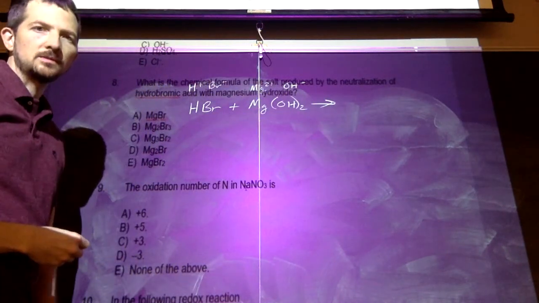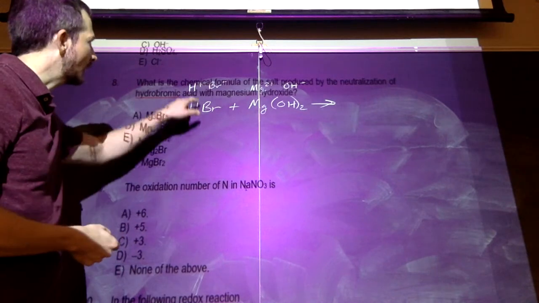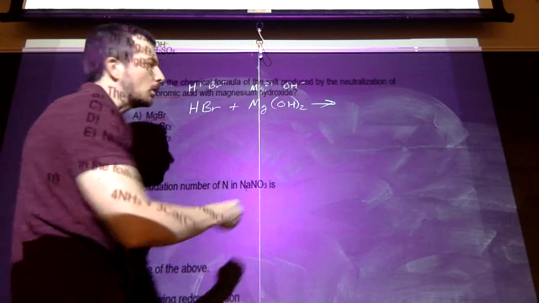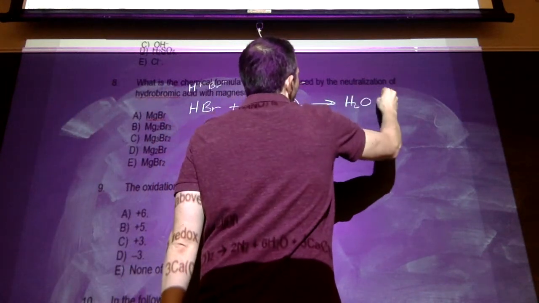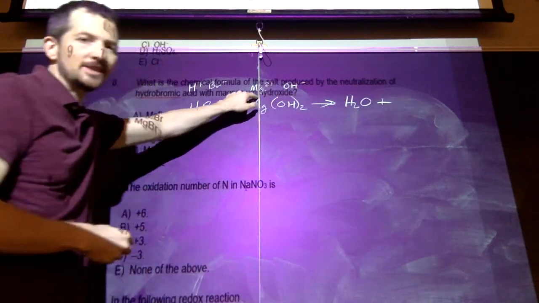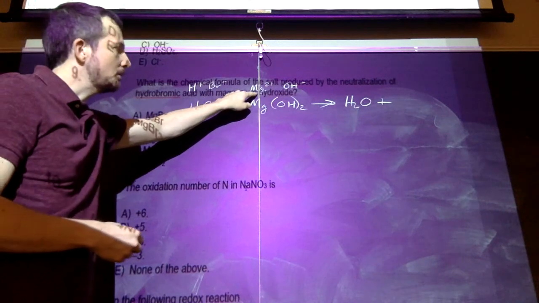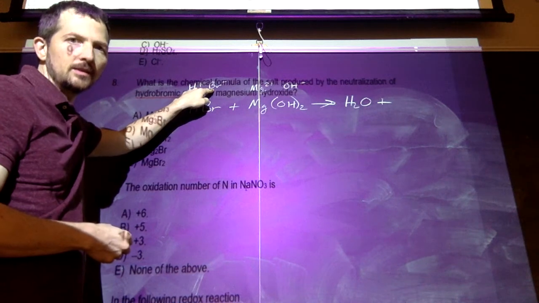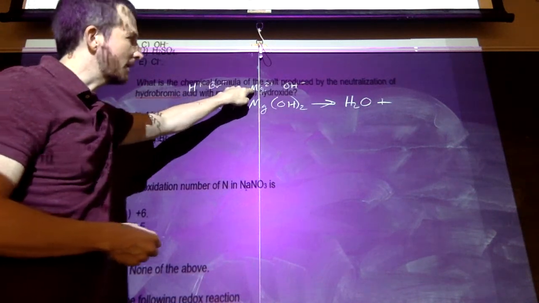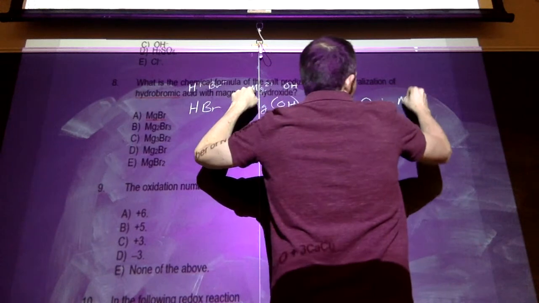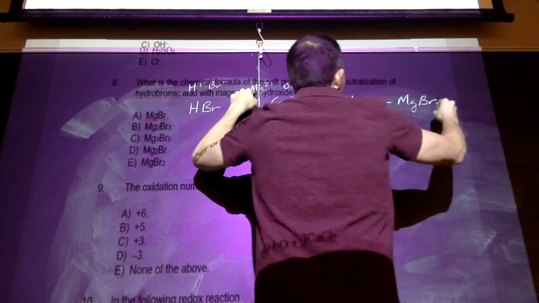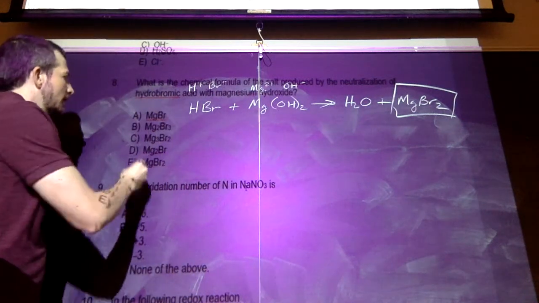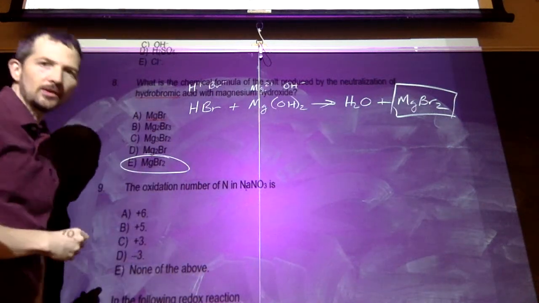Now if I form the double displacement from this reaction, positive of my first, or the negative of the second, that's where I get my water, H2O, plus the positive of my second, or the negative of the first, so I have magnesium, which is a 2 plus, bromide, which is a minus, so I need 2 bromines to balance the magnesium, so MgBr2. So it asks for the salt that's formed, so magnesium bromide would be the salt that's formed.